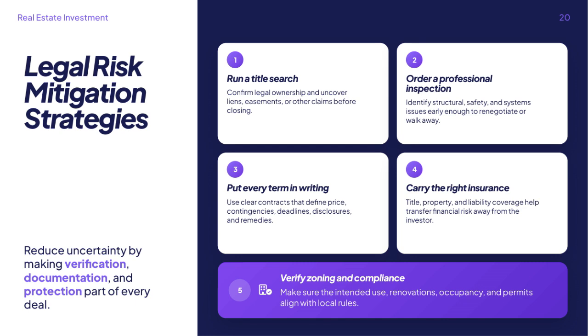Clear, detailed contracts should define the price, contingencies, deadline, disclosures, and remedies to prevent any misunderstandings. It's also important to carry the right insurance. Title, property, and liability coverage protect you by transferring financial risk away from you as the investor.